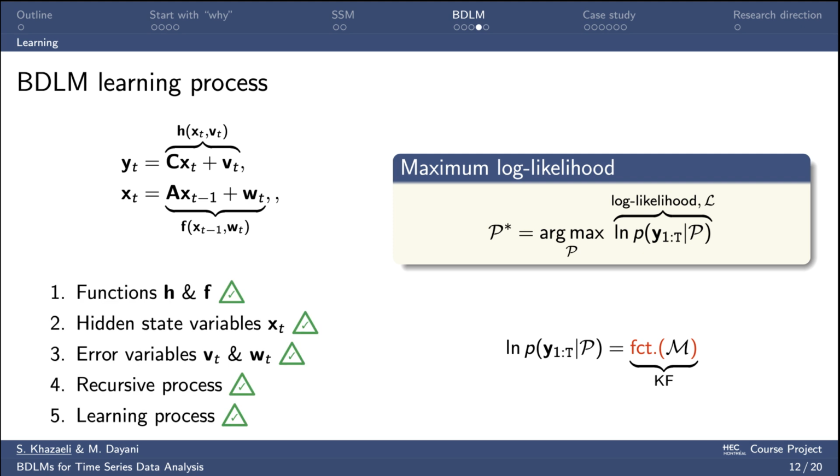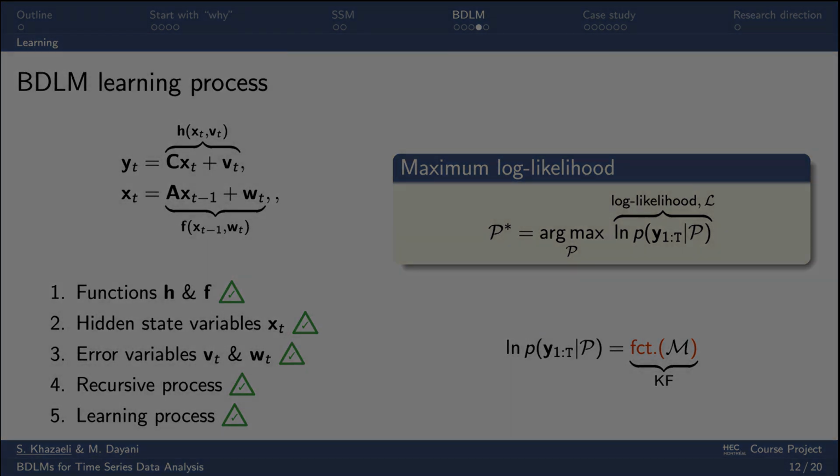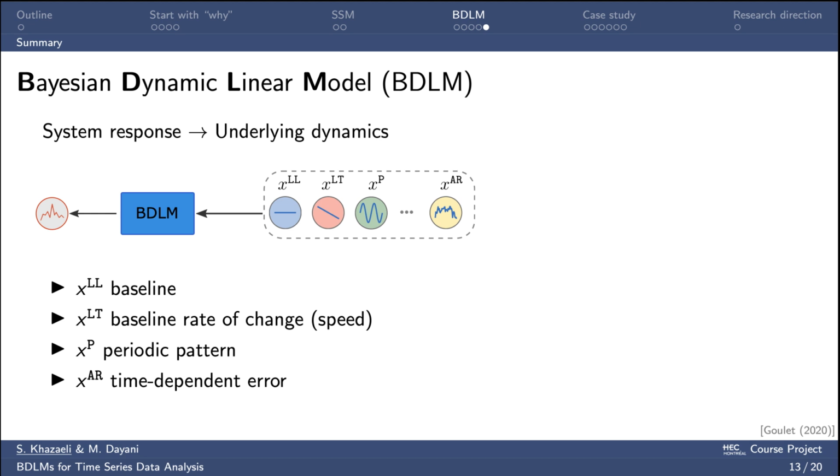Okay, we completed our questions, and now we have a fully defined framework to analyze time series. In summary, we have a system response, and the purpose of the BDLM is to decompose it into the underlying dynamics. We can have different components that each determine a particular behavior. For example, x_LL is a baseline behavior, x_LT is a baseline rate of change or speed, x_P is a periodic behavior, and x_AR captures the behaviors that we haven't modeled. It's like a bin that we put the rest of the phenomena inside.